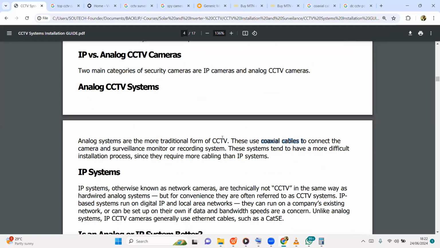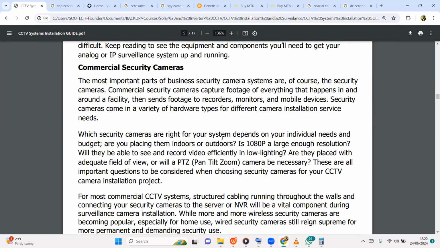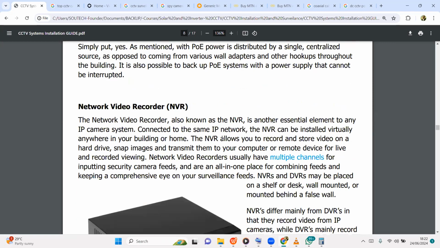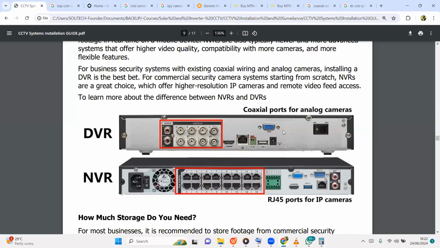Okay, so that's the main difference between an IP camera and an analog camera. You're going to see the difference here. Let me just get you a picture that's going to actually differentiate. Yeah, so this is the difference between an analog and an IP camera. So you see, for a DVR, the point is, this is 1, 2, 3, 4, 5, 6, 7, 8 points. So this is the clear-cut difference between a DVR and an NVR.